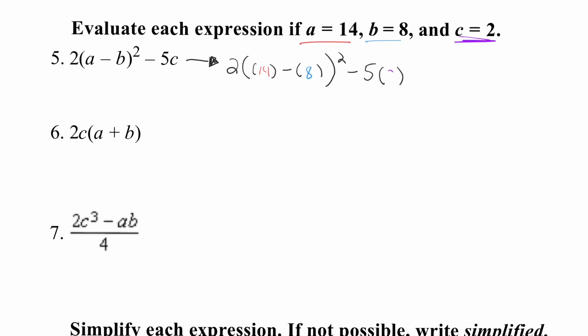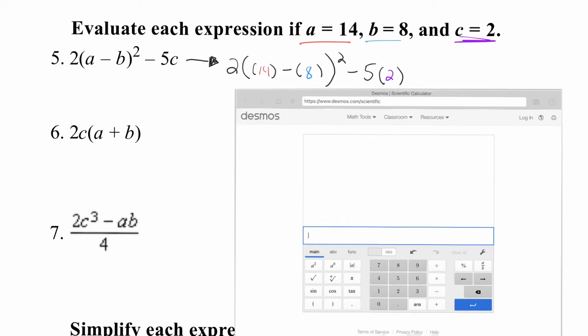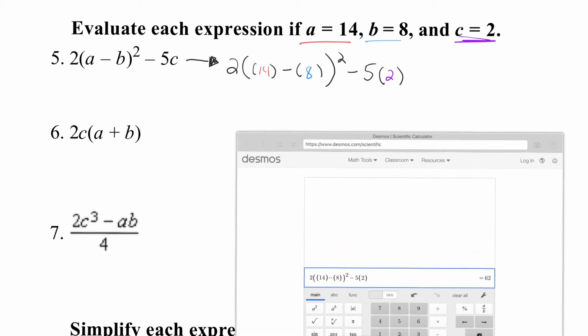So you guys are going to use the calculator and you're going to input all this expression in the calculator. So in the calculator, just like you see it guys, you have a 2, you input everything, parentheses, another parentheses, 14, close the parentheses, minus parentheses, the 8, close parentheses with the squared, and we have the minus 5, open parentheses with the 2. So the answer is 62. So I'm going to write it down. So this equals 62. Let me just move the calculator down. And number 5 is 62.